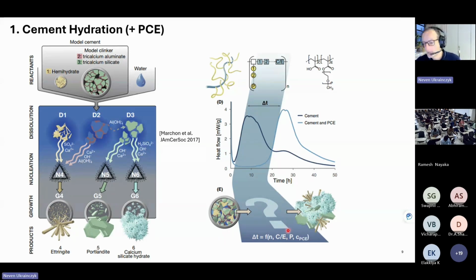And then the question is how to predict the setting time. I will not go that deep into the organic chemistry. You can just imagine these plasticizers as a chain, and we also have these back chains, and those plasticizers are negatively charged, so they can adsorb on the cement surface.